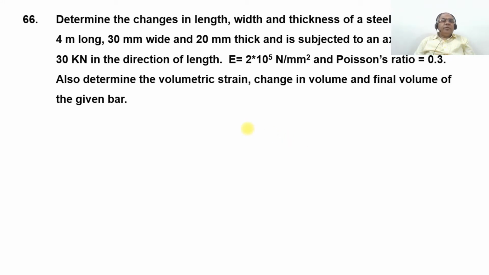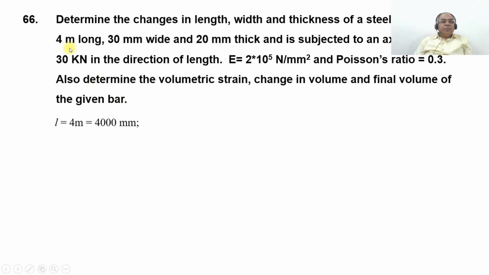Now, in this video, we are going to take up one more problem, problem number 66. Determine the changes in length, width, and thickness of a steel bar which is 4 meter long, 30 mm wide, and 20 mm thick, and is subjected to an axial pull of 30 kN in the direction of length. Take E equal to 2 into 10 to the power of 5 Newton per mm square, and Poisson's ratio equals 0.3. Also, determine the volumetric strain, change in volume, and final volume of the given bar.